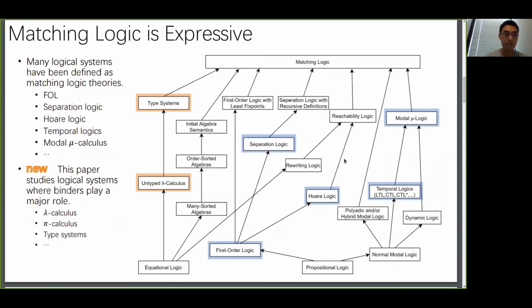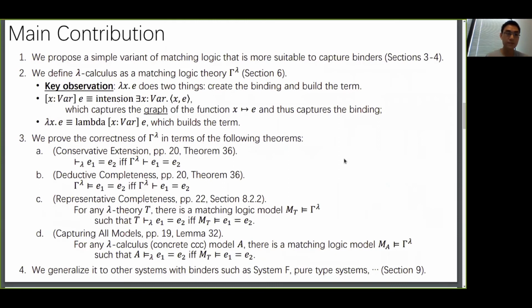In this paper, we study the typical systems that include binders, such as lambda calculus and type systems. We define them as matching logic theories, and we prove that our definitions are correct by showing that they preserve the syntax, semantics, and formal reasoning of the target system. Here is an overview of the main contributions of the paper. Firstly, we simplify matching logic and propose a variant that is more suitable to define binders.